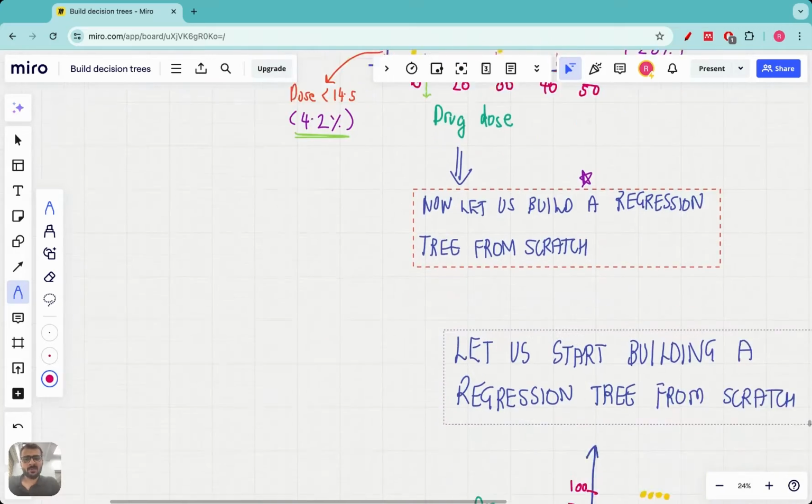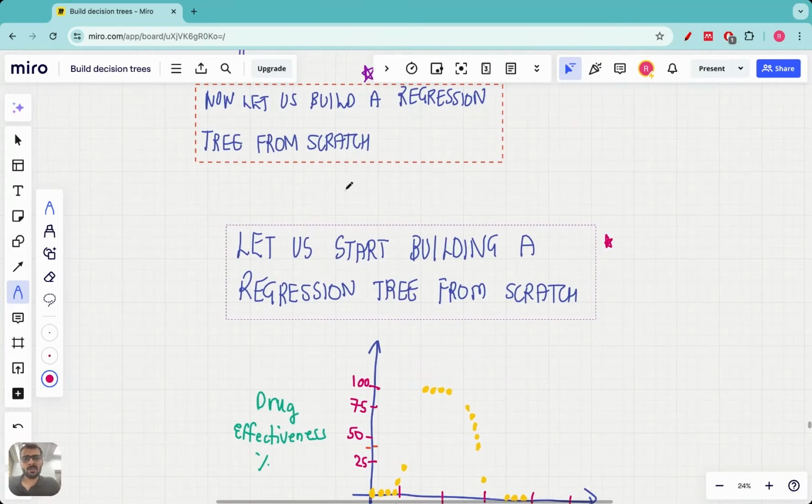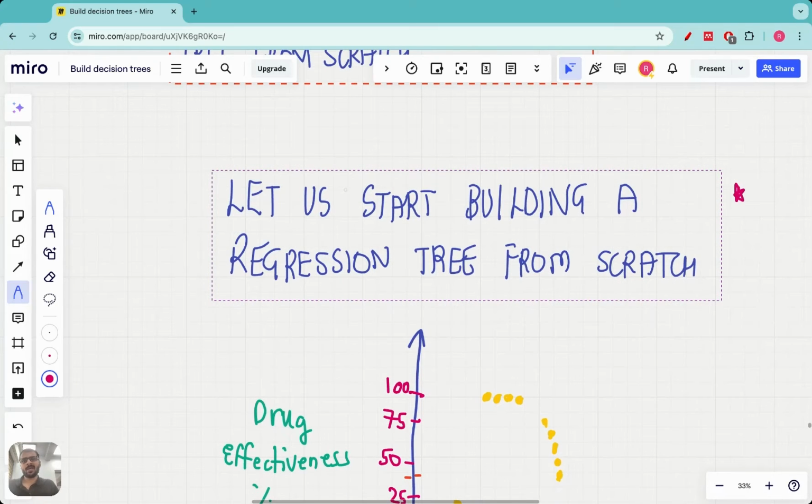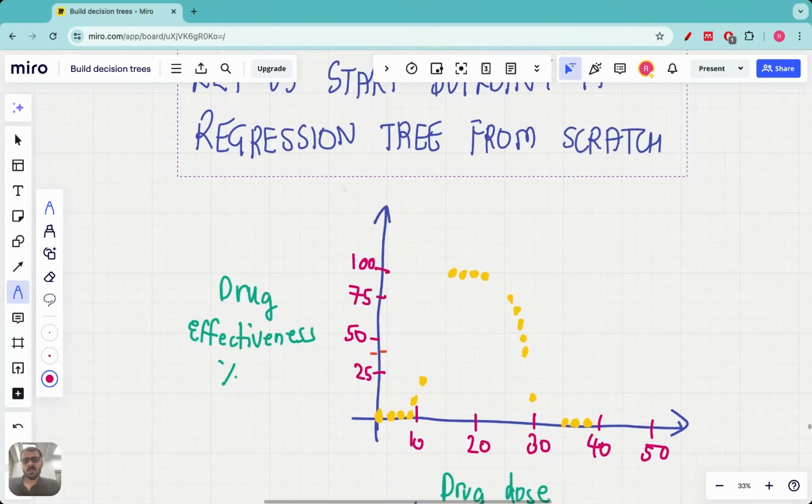So let's get started with today's lecture in which we will learn step by step how to start building a regression tree. I predict that we will cover 3 to 4 lectures on this topic. Today is the first lecture. So please follow along and I hope that you like the lecture.